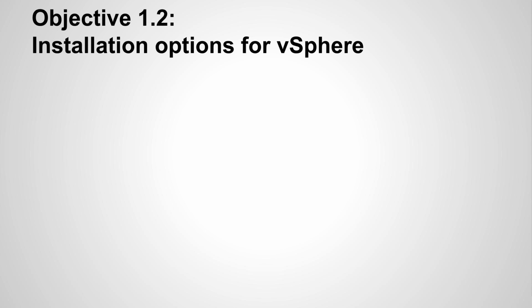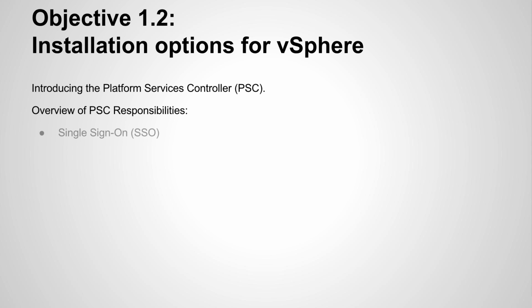All right, moving on to Objective 1.2, looking at the install options for vSphere. So with vSphere 6, they're introducing the PSC, or the Platform Services Controller. Now this is pretty important because it's going to take on the responsibility for single sign-on, or SSO. It's also going to do your licensing as well as certificate management. And the certificate management piece is known as VMCA.